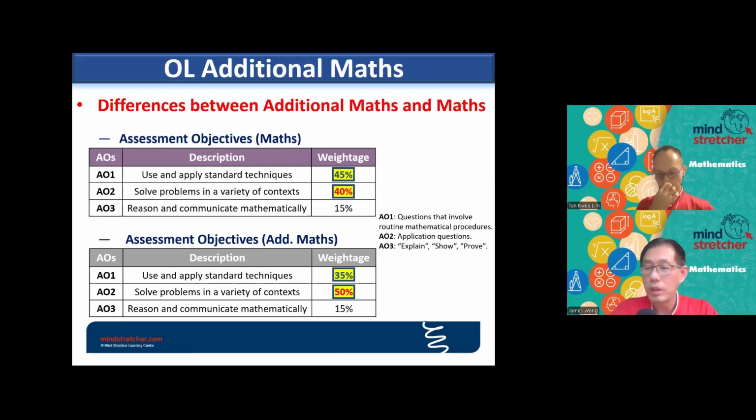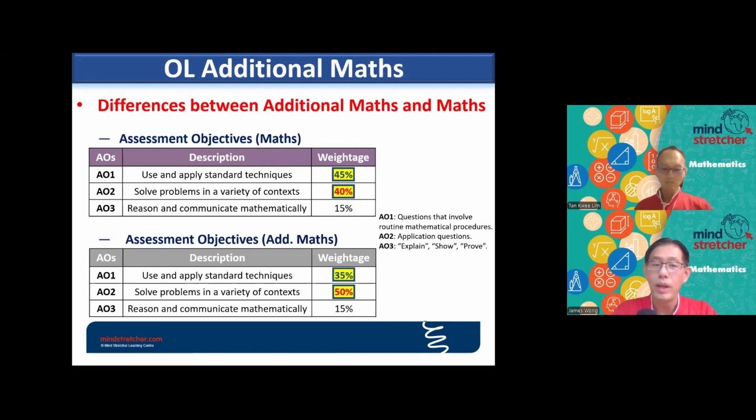Now, AO2 will be those questions that require you to be able to apply. That means not just mastering the concept and the technique well, but you must know how to apply them in a variety of contexts, not just the very routine type. So sometimes the question will be set in different contexts, but they want to test whether you still know how to apply what you have learned. Although they change the context, you must still be able to apply the concept and the technique. So that is the understanding that you need to have for this AO2.